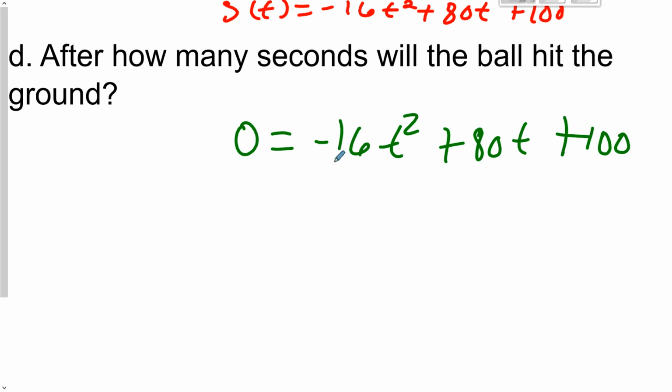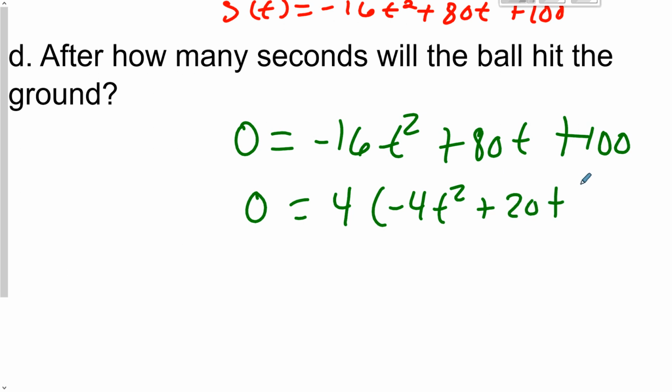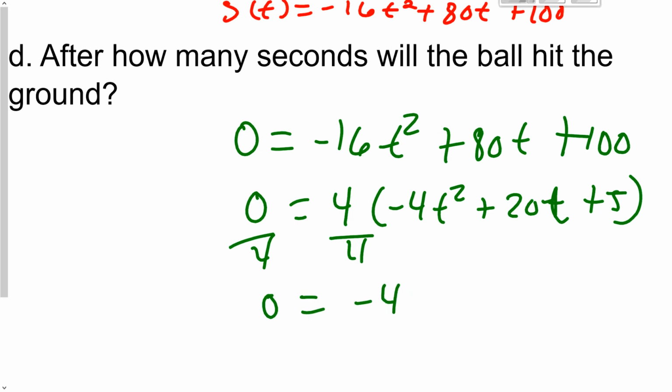We can divide all of these by 4, right? So we could factor out a 4 from all of them. Make it just a little bit simpler. Then we could divide both sides by 4, get technical. 0 equals negative 4t squared plus 20t plus 5. So this is not going to be, oops, why did I do a parenthesis there? This is not going to be factorable, of course, so you're going to have to do quadratic formula from here.